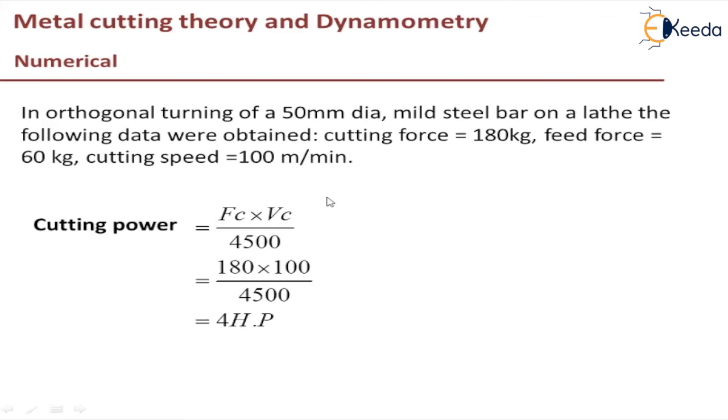As we know the formula, cutting power will be equal to Fc into Vc by 4.5 K. If I substitute Fc in kgs, that is 180 kg, and Vc as 100, divided by 4.5 K, I will directly get it in HP, that is 4 HP. That should be the motor power requirement.